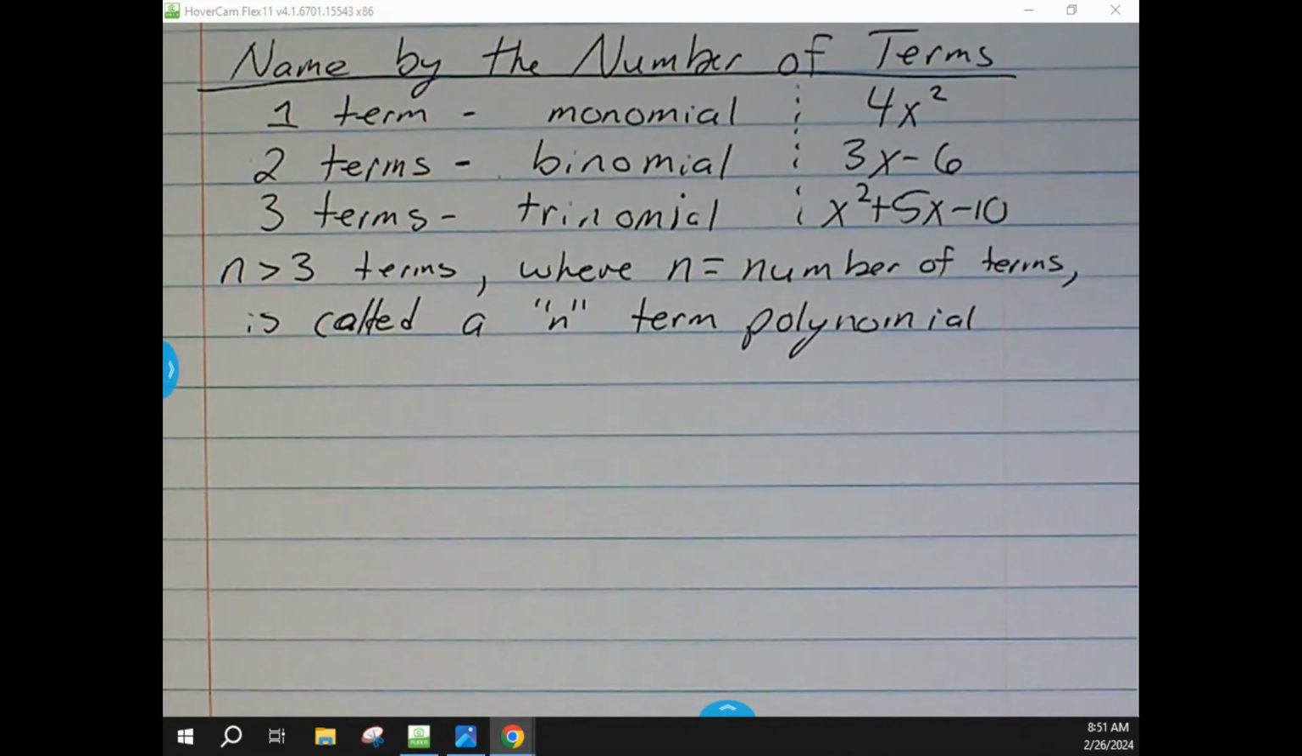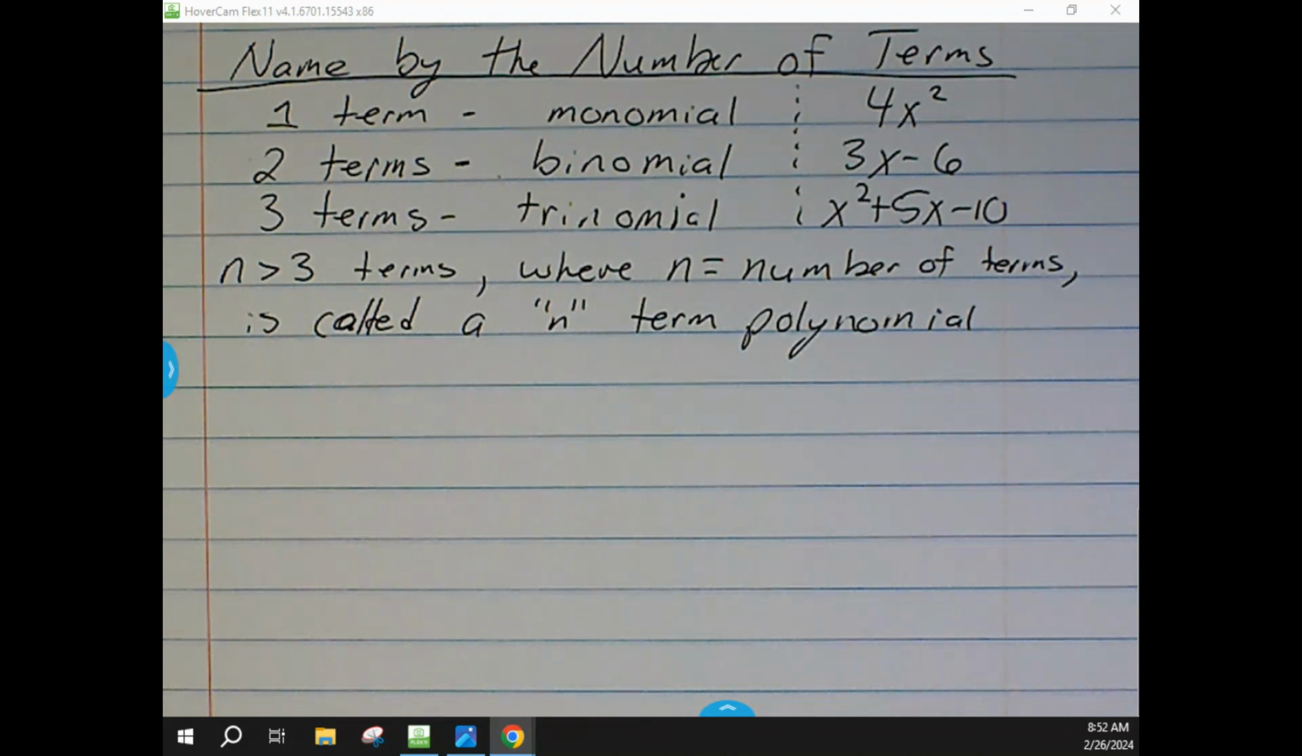So if we're doing factor by grouping, we had four terms, they just call it a four-term polynomial. There's no special name for if it's got four terms. 1, 2, 3 terms, we've got all those. But four terms, it's just a four-term polynomial. Five terms, it's a five-term polynomial.